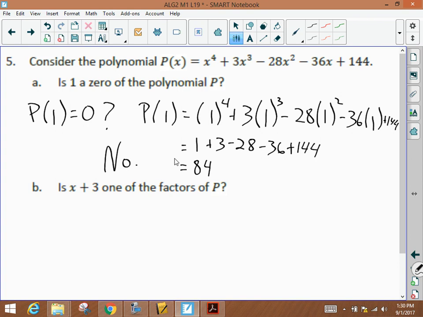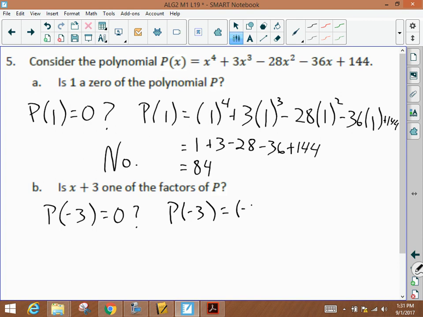Hey, is x plus 3 one of the factors of p? In other words, if we divide p of x by x plus 3, do we get a remainder? Well, there are a few ways to figure that out, right? We could divide it, or we could use our remainder theorem, and do this an easier way. I could see if p of negative 3 is equal to 0, right? So is that true? Let's see. What is p of negative 3?